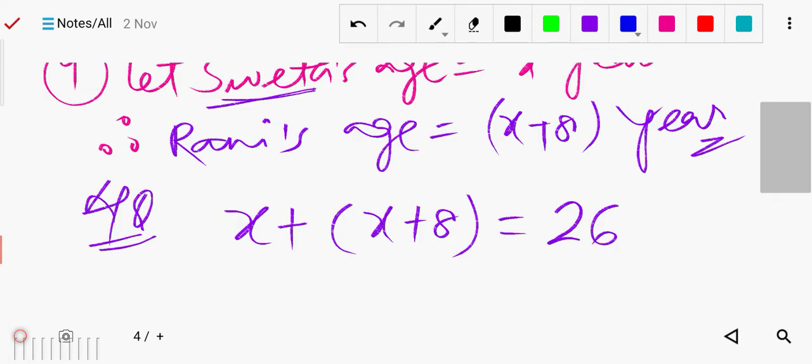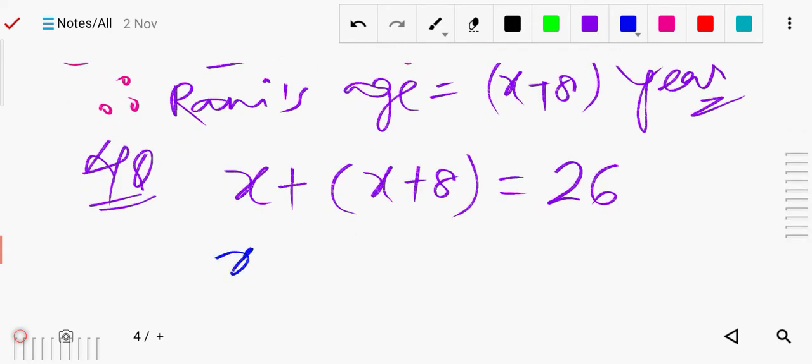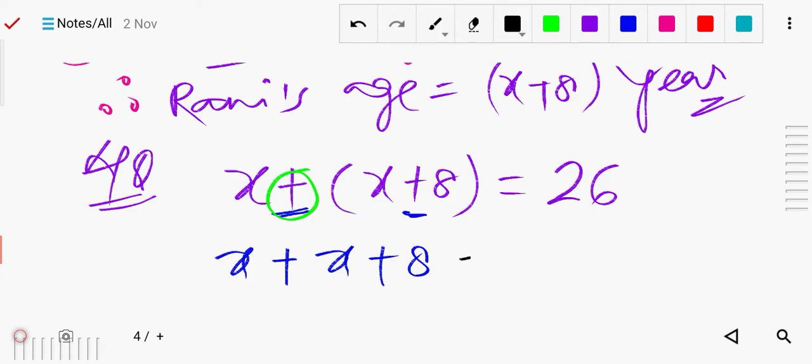Now we will find the value of x. Here we will remove the bracket, so x plus x. Here there is a plus sign, so there will be no change inside the bracket. We know that if it were a minus sign, then the sign would be changed inside the bracket, but here it is a plus sign, so no need to change anything, which equals 26.